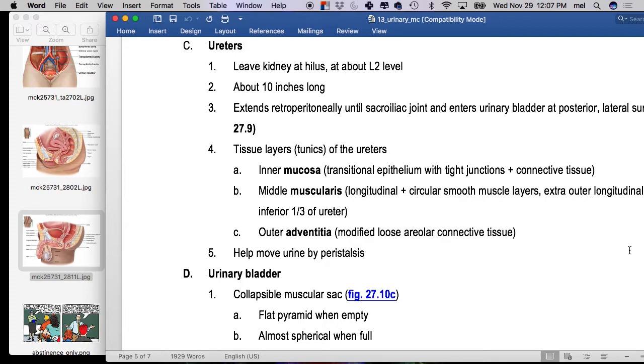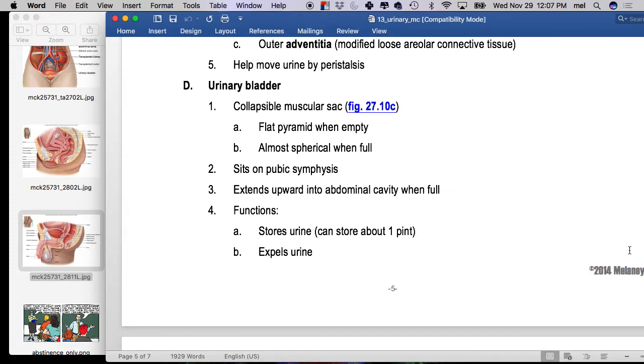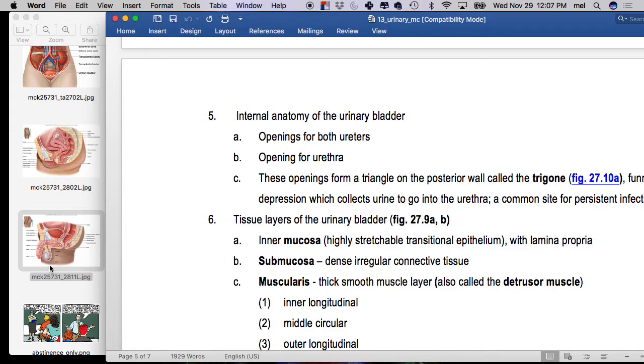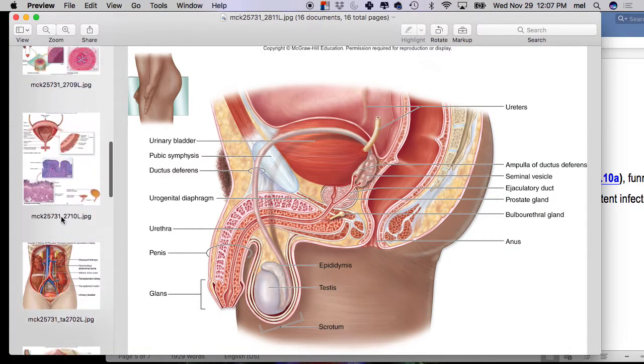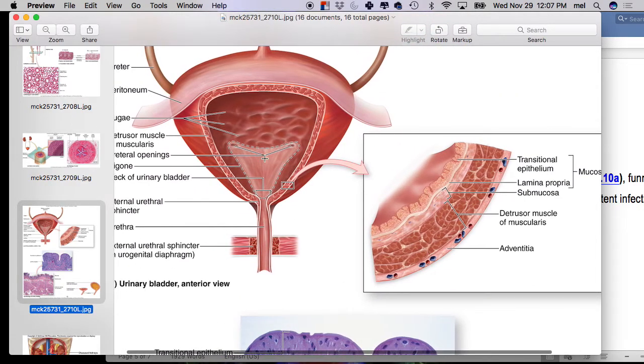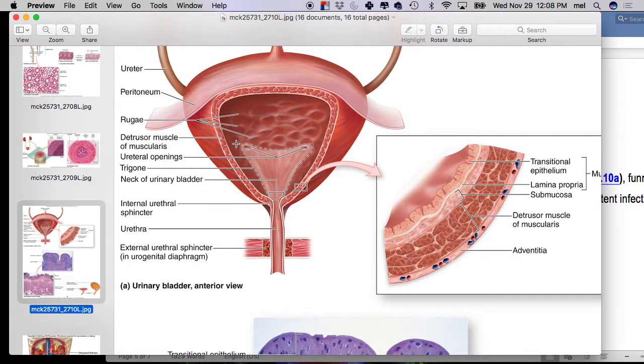Okay, so it's almost spherical when it's full. It sits on the pubic symphysis. It can store about a pint of urine, and its job is to expel urine. So let's look at the openings, and then we'll look at the muscle in it. Okay, so go back here. We have openings to the urinary bladder. Even though the ureters come in and sort of contact the urinary bladder at the top, they actually don't dump into the urinary bladder until about the bottom third. So they just sort of run along the backside for a little while. Does that make sense? And then they dump right here.